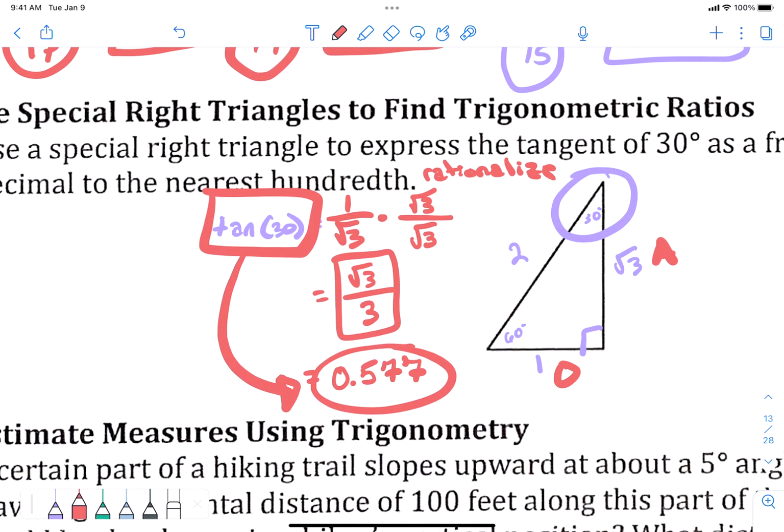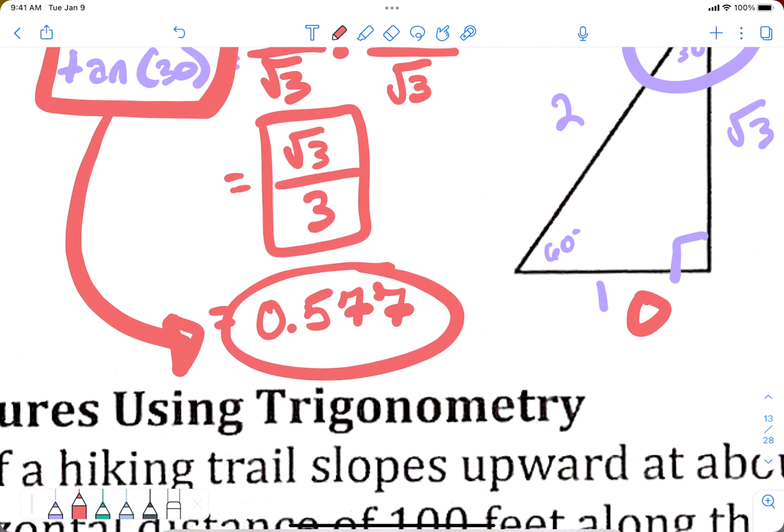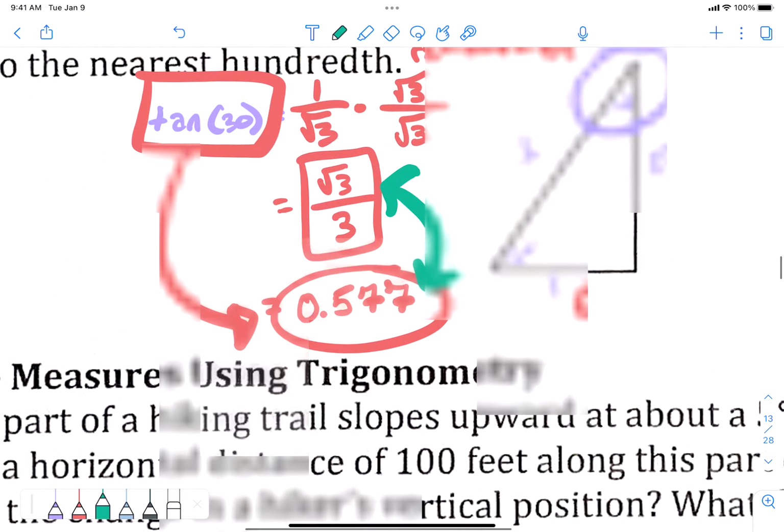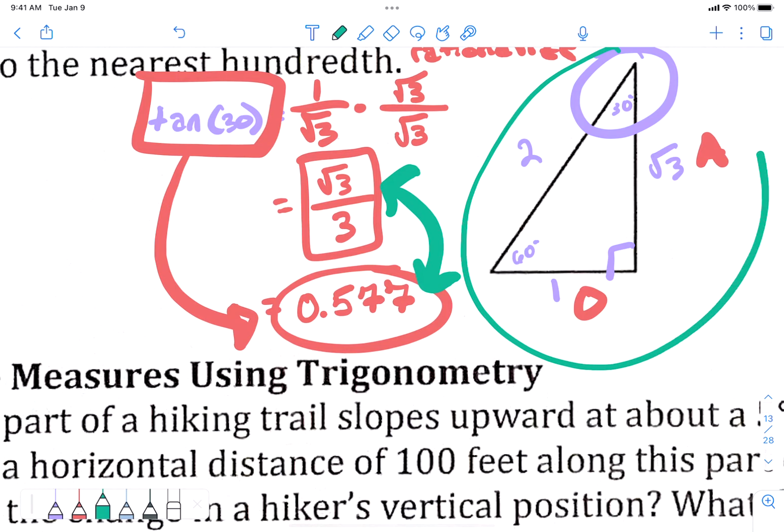You can type that into your calculator. The only thing that I like about using the triangle rather than using the calculator is the calculator is going to round it off. Which answer is better out of these two? This one or this one? Which one's the better one? The top one, because it's not rounded. 0.577 we rounded off, right? But square root of 3 over 3 is the exact number, right? Before we've rounded, okay?